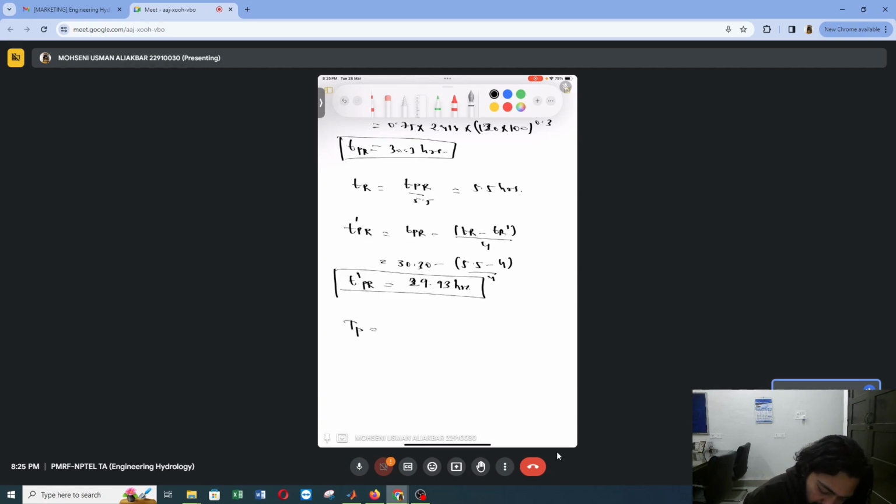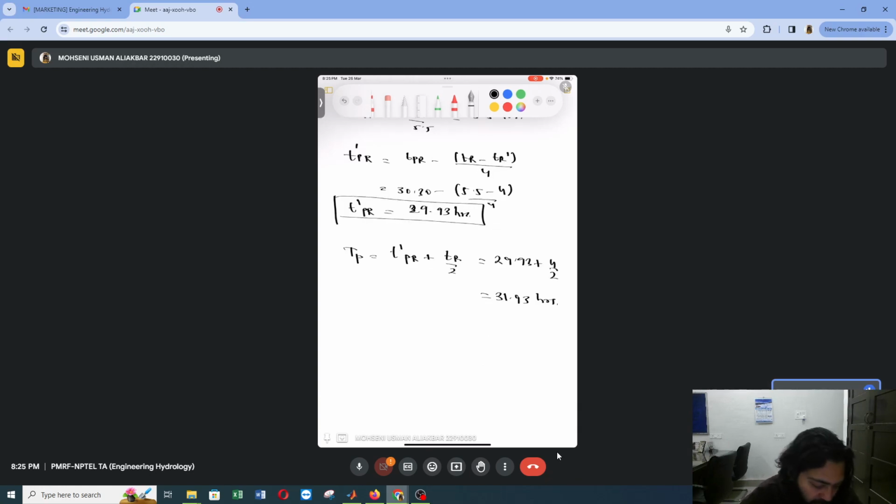So how can we calculate time to peak? Time to peak is nothing but basin time lag plus centroid of effective rainfall, right? So this is 29.93 and the centroid of effective rainfall is 4R by 2. So this will give us the value of 31.9. So this is the time to peak for a 4R synthetic unit hydrograph.